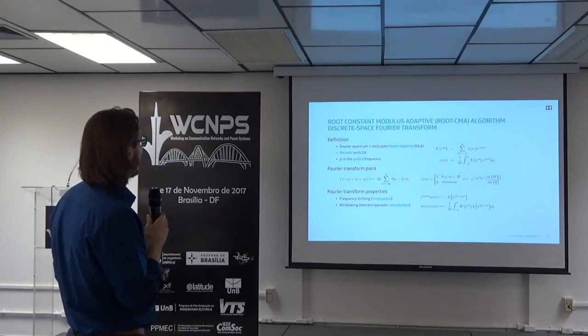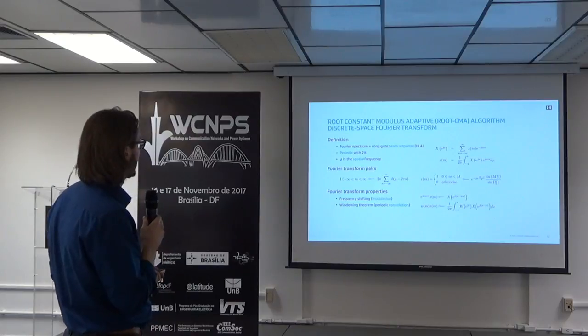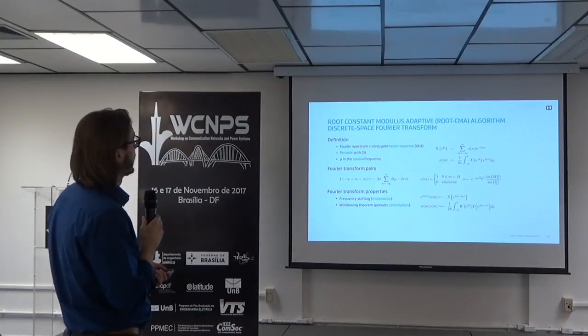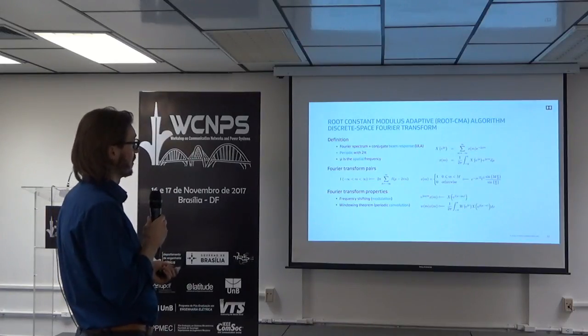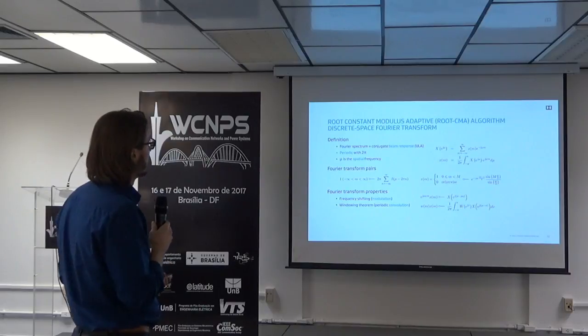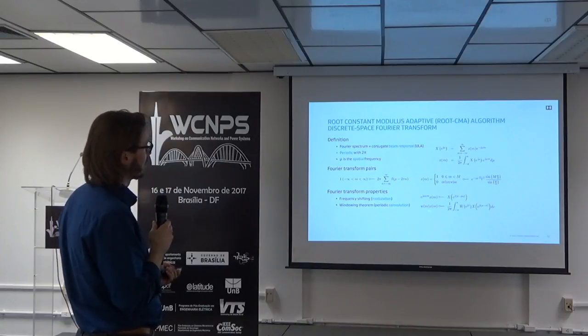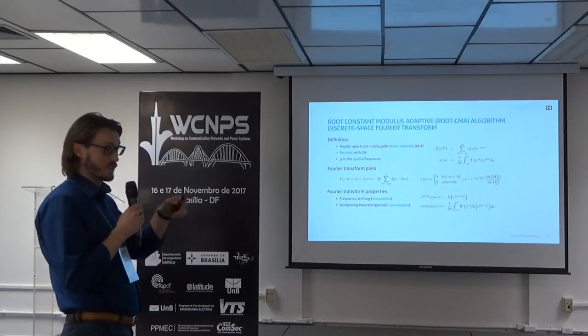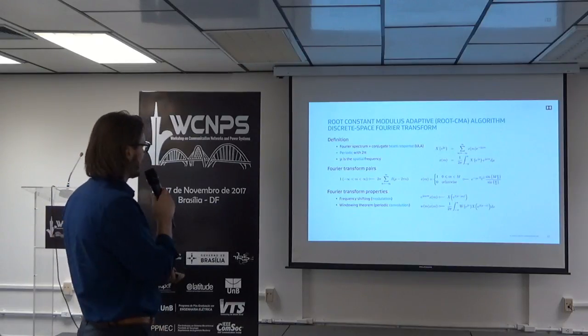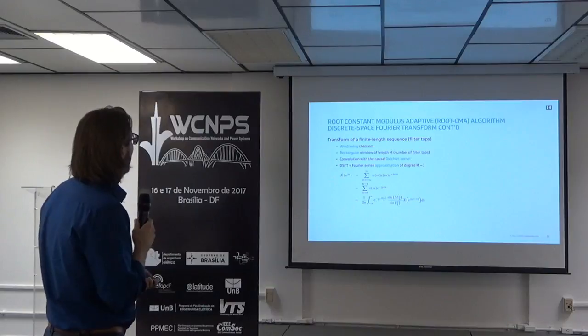You also need these two transform properties. This is the modulation property: if you modulate a signal in the spatial domain, in the frequency domain you will have a frequency shift. And the windowing theorem: if you apply a rectangular window, it is a convolution in the spatial frequency domain. So all standard stuff.